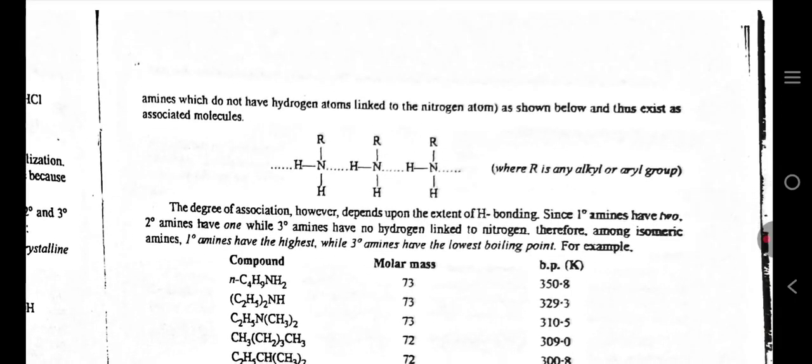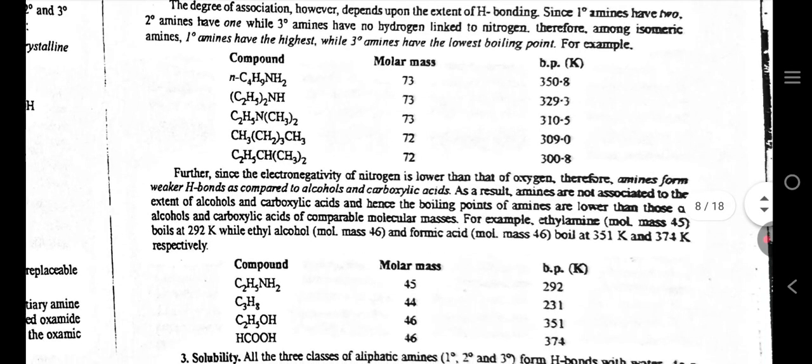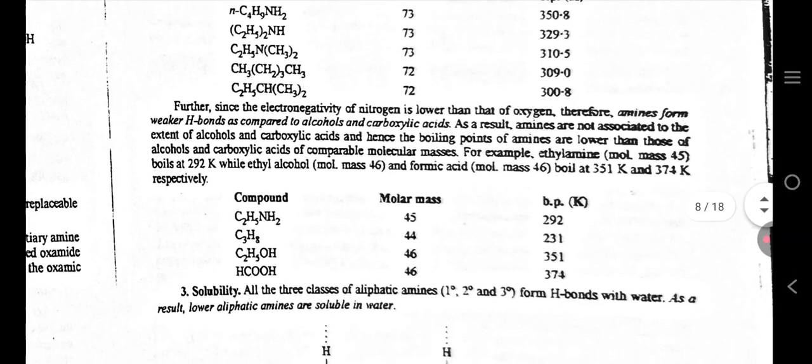Amines which have hydrogen atoms linked to the nitrogen atom, as shown below, exist as associated molecules. The degree of association, however, depends upon the extent of H bonding, since primary amines have two hydrogens, secondary amines have one, while tertiary amines have no hydrogen linked to nitrogen. Therefore, among isomeric amines, primary amines have the highest while tertiary amines have the lowest boiling point.